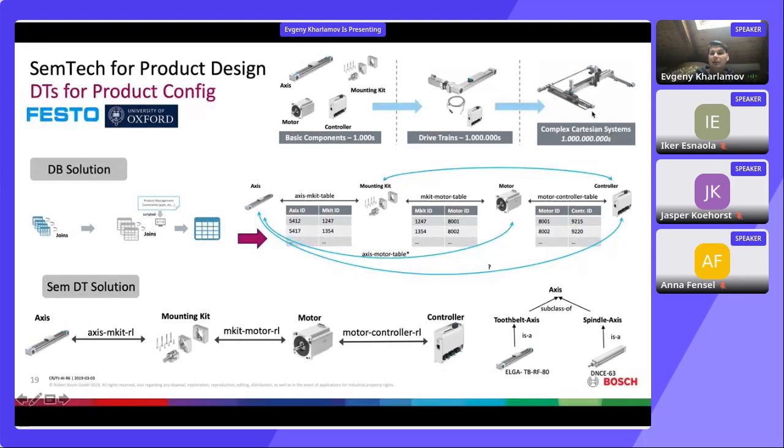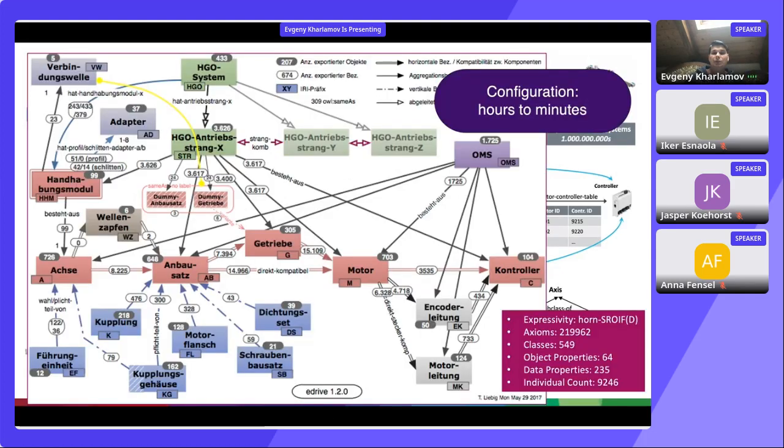And relational or classical database technology is good, but it's not as fast. With a semantic solution, and in particular developing a large ontology, which is a big ontology with hundreds of thousands of axioms, the configuration of those complex systems went from hours to minutes.